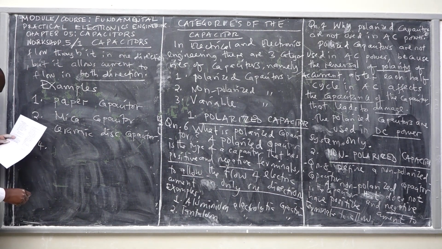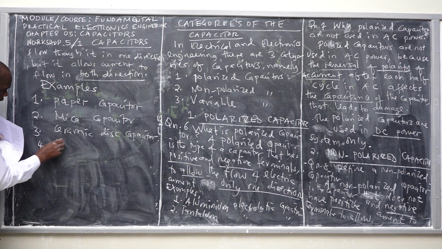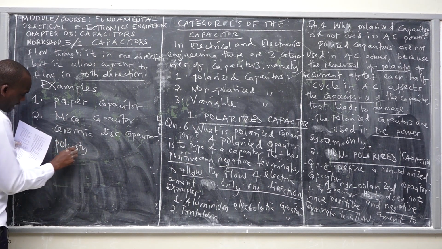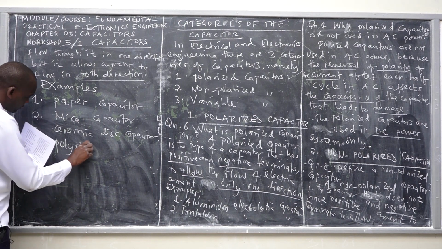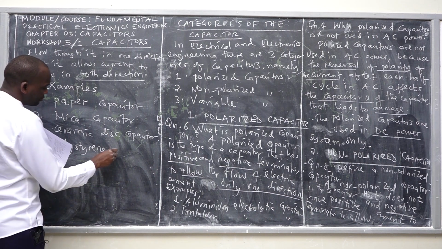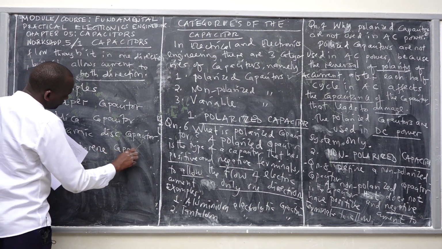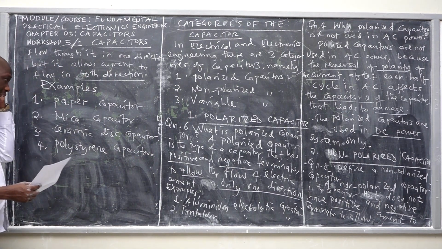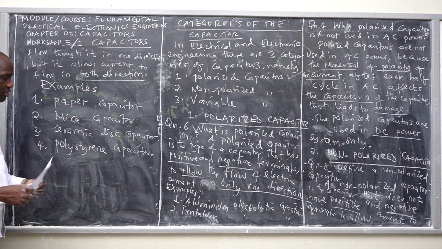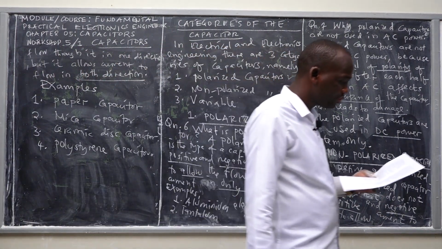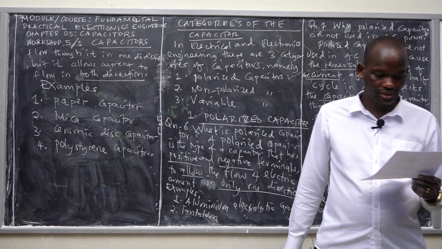Then the fourth one, we call polystyrene. This is the organic capacitor, which uses organic material as the dielectric. So these we call polystyrene capacitors. So these are the simple examples of non-polarized capacitors.